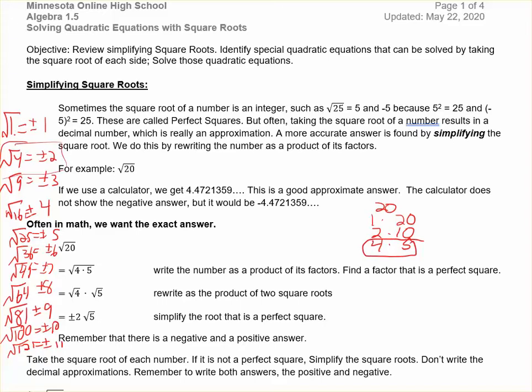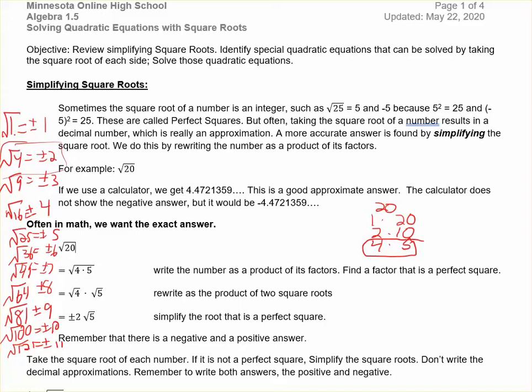So we rewrite square root of 20 as the square root of 4 times 5. We just replace 20 with 4 times 5. And there's a rule that says we can break this down now. If you have the square root of a product, you can rewrite it as the square roots of both of those products multiplied by each other. So the square root of 4 times the square root of 5.